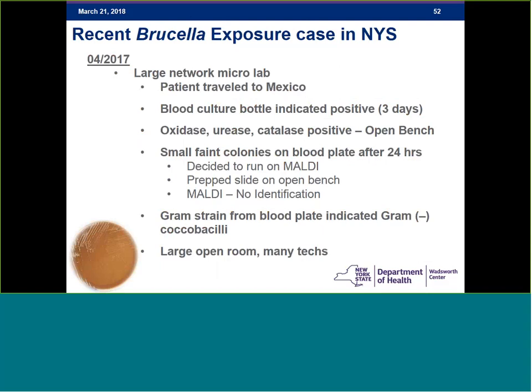When setting up the MALDI run, the target was spotted on the open bench without facial barrier. Not surprisingly, the MALDI was unable to identify the organism. Additionally, a gram stain was run, which was read as a gram-negative coccobacilli. It is important to note that this laboratory is constructed as a large open room with many techs.